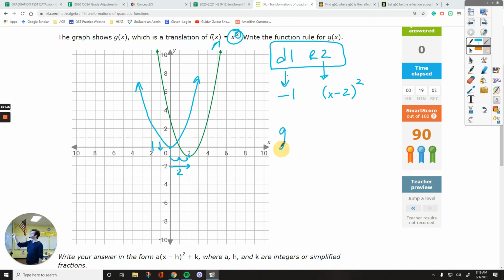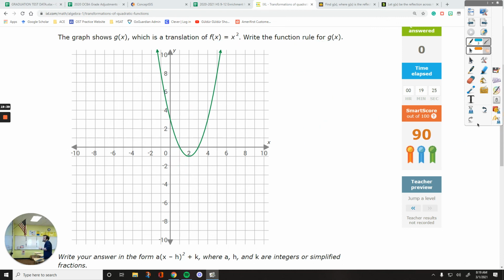Now let's just write what we ended up with. We subtracted 2 from the variable, it was squared, and then in the end we need to subtract 1 for the vertical translation. That would be our answer for this question. (x minus 2), put it in the parentheses, square it, and then subtract 1. Now let's just use this space to do a quick recap.